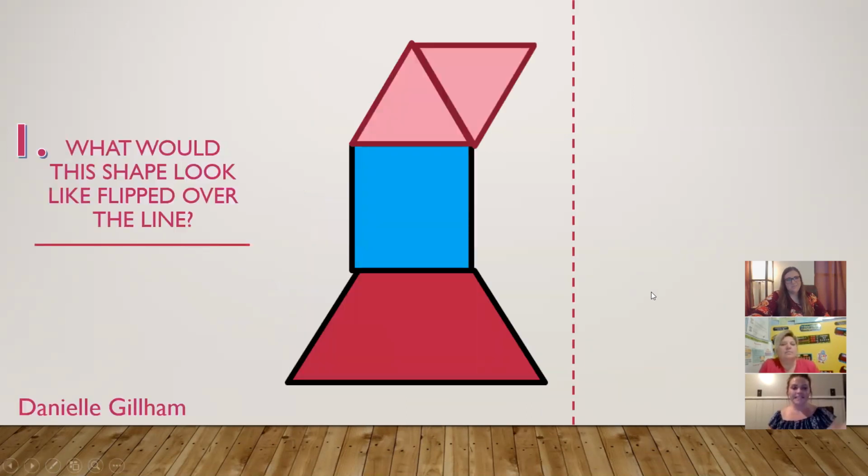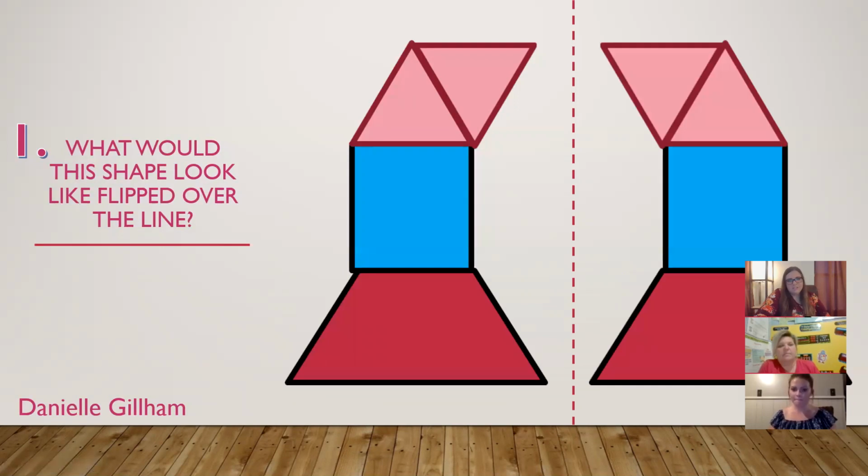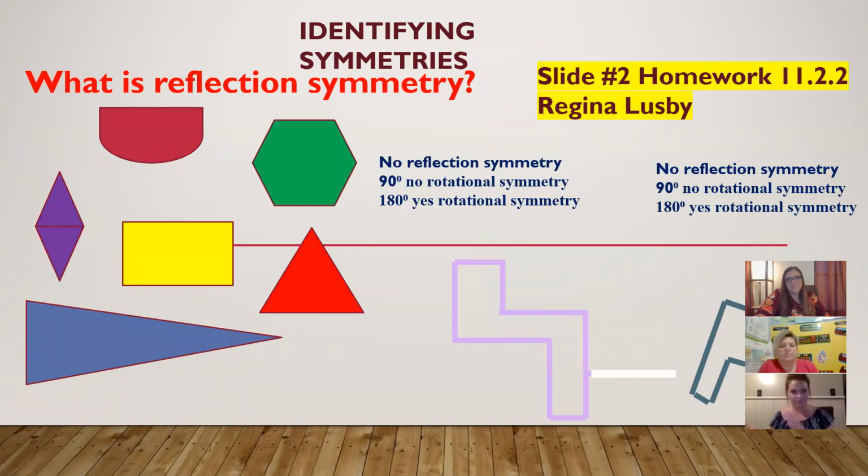All right, Danielle, what if it was flipped over the line? So if we were to flip this over the line, it would just be what we call a mirror reflection. And it's going to look sort of like this. It's just kind of, if you had a mirror up to this shape, it's just basically flipped. Just completely over. Awesome.